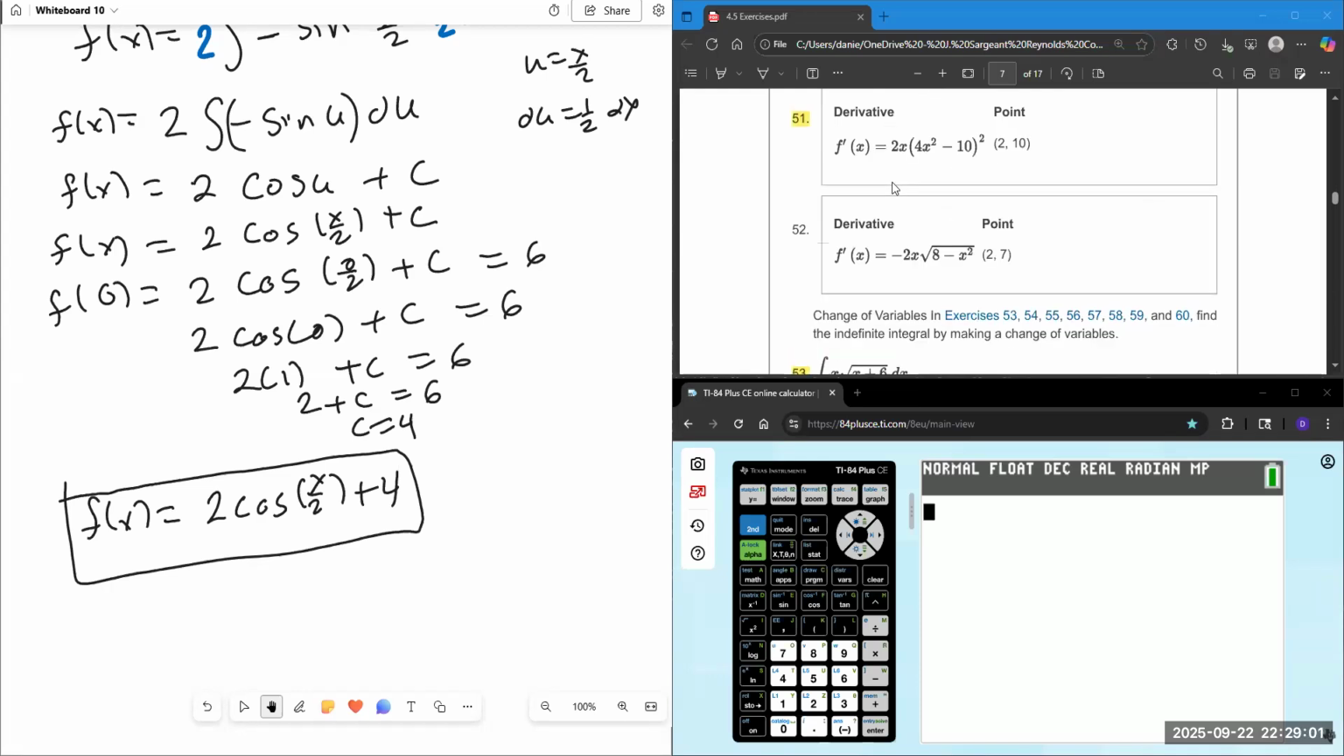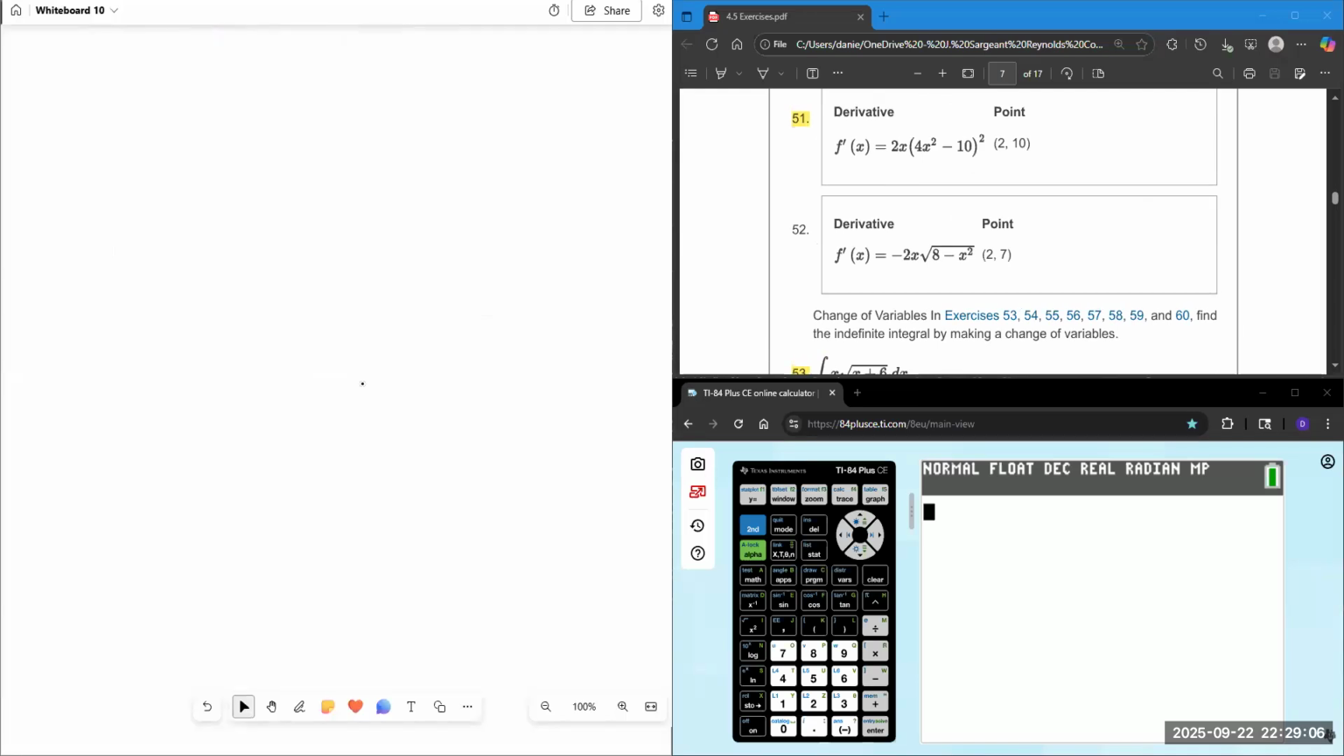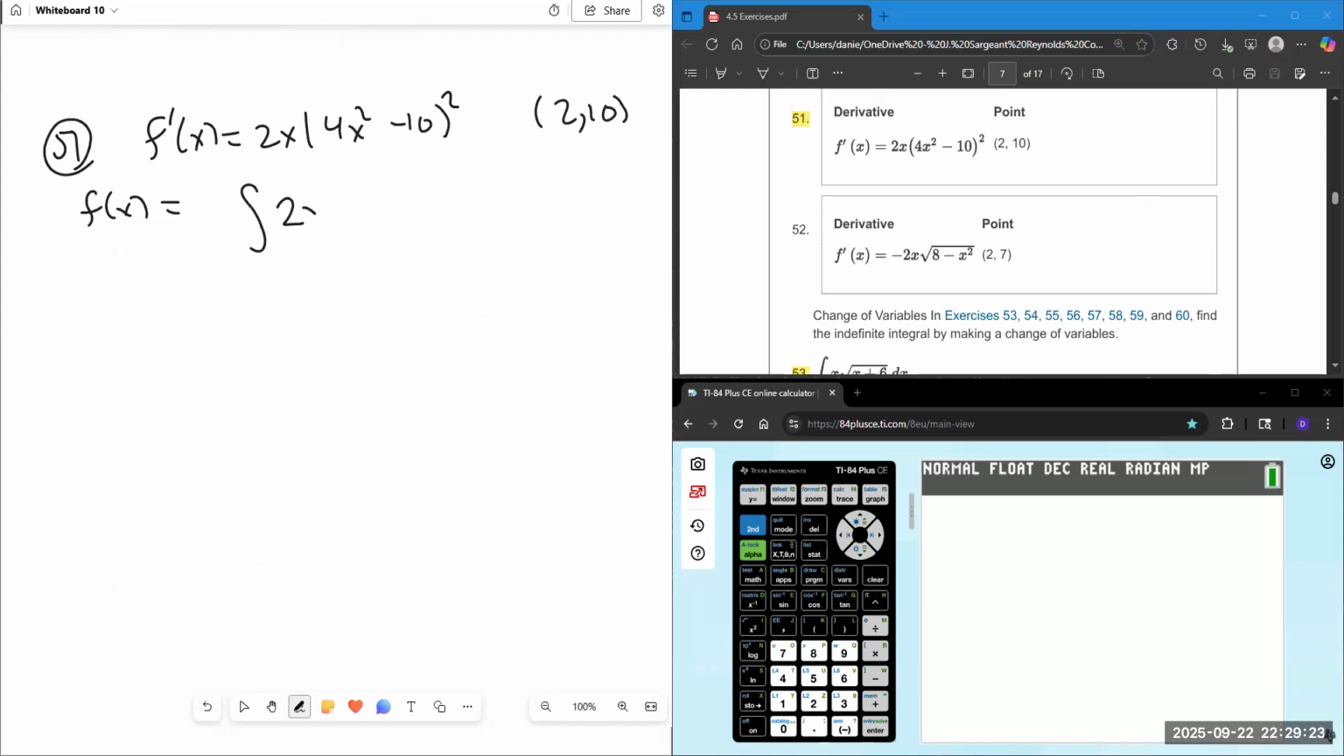Let's look now at 51. It says that f prime of x is equal to 2x(4x squared minus 10) squared, and we have the point (2, 10). So f of x is equal to the integral of 2x(4x squared minus 10) squared dx. u is 4x squared minus 10, du is 8x dx. So I'm going to multiply by 4 on the inside and 1/4 on the outside.